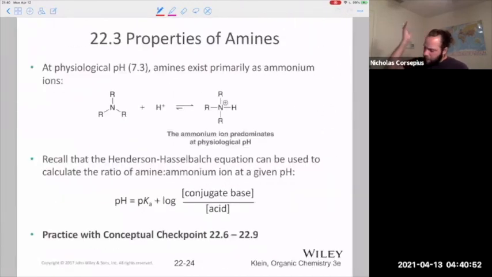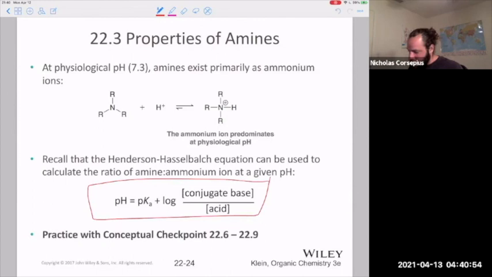Lastly, we talked about this Henderson-Hasselbalch equation a lot in the first semester. We're not going to do any math with it, to be honest, but we could if we really wanted to show that at physiological pHs, around 7, the ammonium ion is actually what predominates, because the pKa would be around 10. Actually, I guess it's closer to 11 usually. So if the pH is 7, that actually favors the acid, which in this case is the ammonium ion.